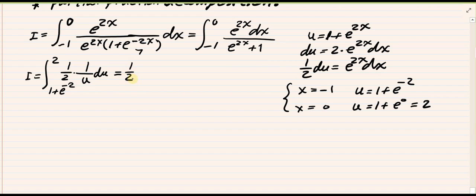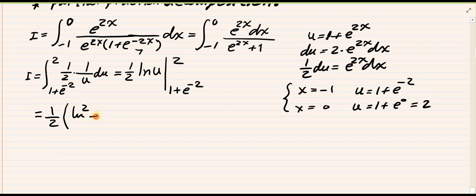And the integral of 1 over u is natural log of u, right? Absolute value of u, but in this case I don't need absolute value because both the lower and the upper limit are positive. So the argument of the natural log will be naturally positive. So let's do the upper limit and then the lower limit. So the upper limit gives me ln of 2 minus the lower limit gives me ln of 1 plus e to negative 2. And there you have it.